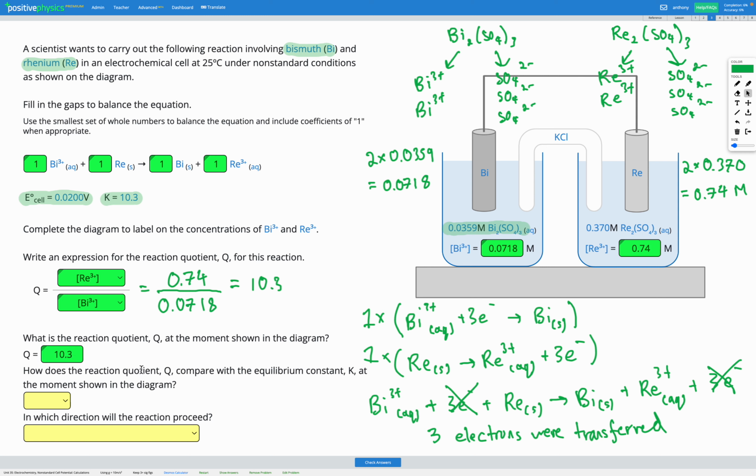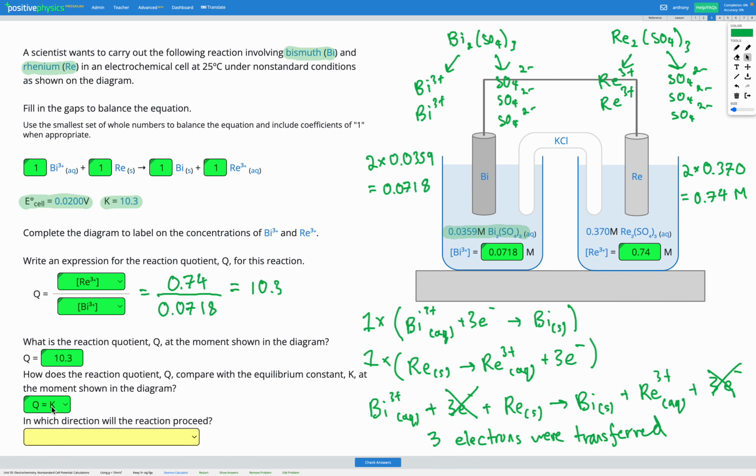Okay, now we're comparing Q and K. So K was also 10.3. So at this moment, Q and K are the same. Q is equal to K at this moment. And when Q is K, our reaction is at equilibrium and it won't proceed in either direction. So the answer here will be neither, it is already at equilibrium.